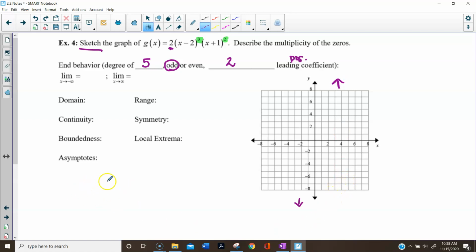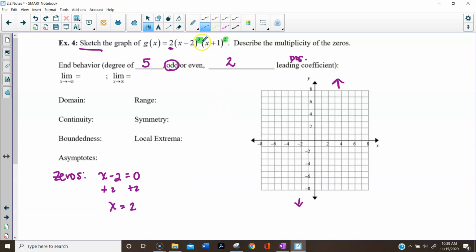The next thing I'm going to do is I want to find the zeros. And in order to find the zeros, all I have to do is take the factor and put it equal to 0. So then I would add 2 and x equals 2.